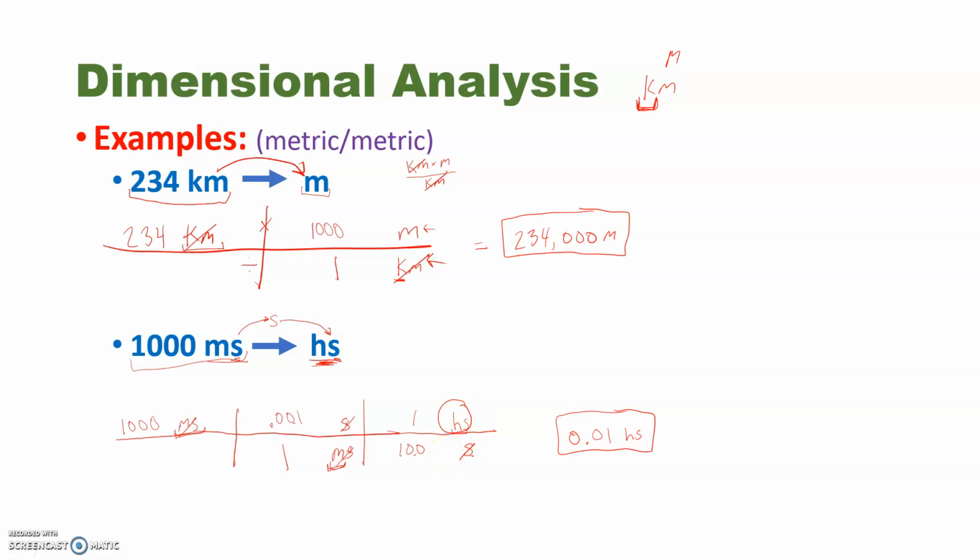So that's how you do a 2-step. If you end up with 2 prefixes, you have to make it a 2-step. If you have a base in there, you can always make it 1-step.